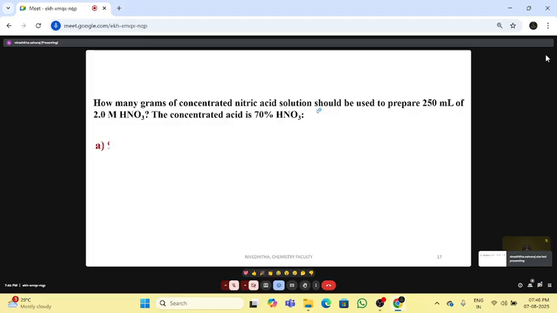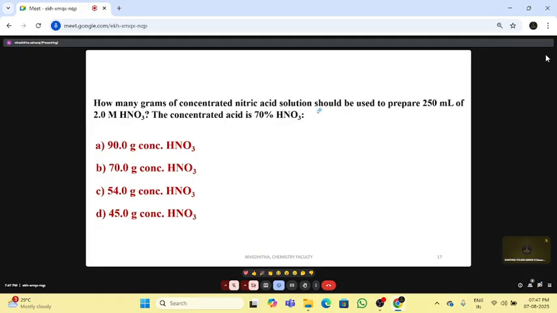Here's the question. Can anyone read this question? Can anyone read out the question? How many grams of concentrated nitric acid solution should be used to prepare 250 ml of 2.0 M HNO3? The concentrated acid is 70% HNO3.